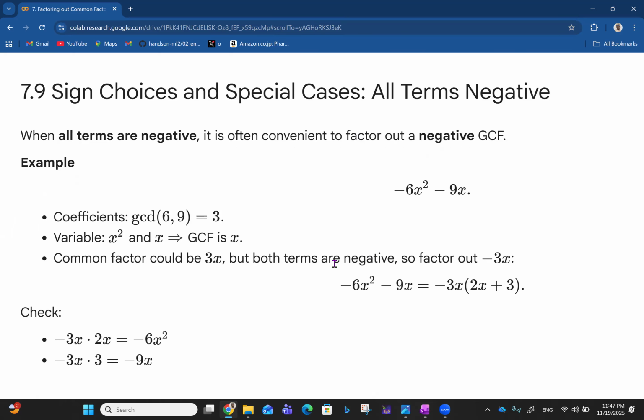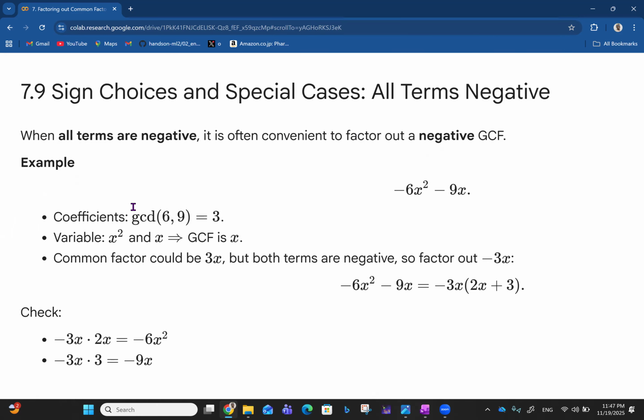One of the things you can do is remove the minus carefully so that you can concentrate on other things and avoid the trouble minus can cause you. So when all terms are negative, it is often convenient to factor out a negative greatest common factor. Very important. You can factor out a positive factor, but it's better to factor out a negative so that you can concentrate on what exactly you want to do.